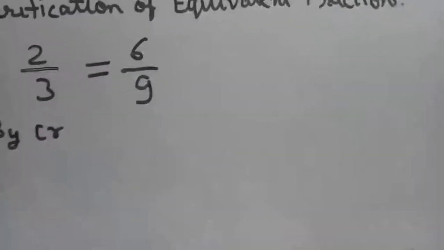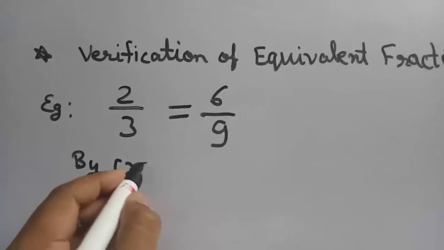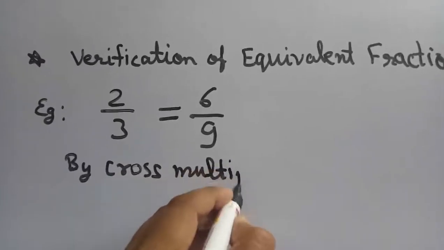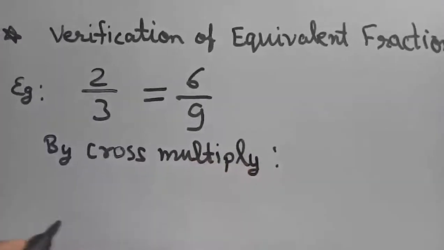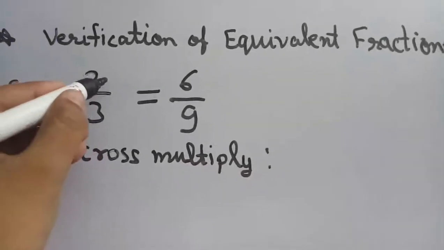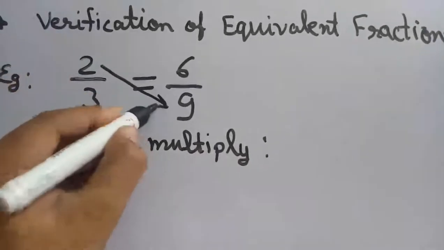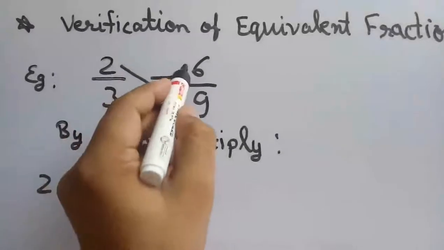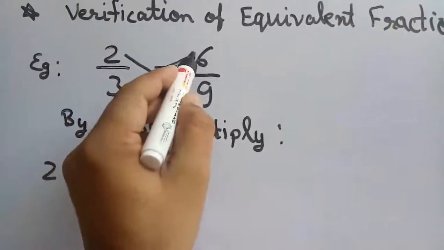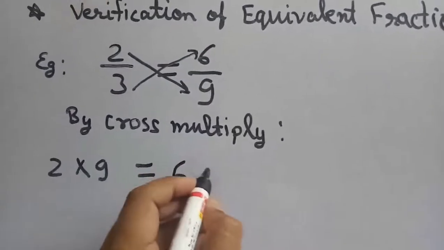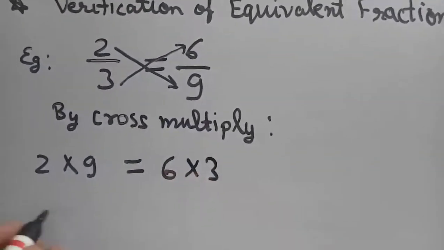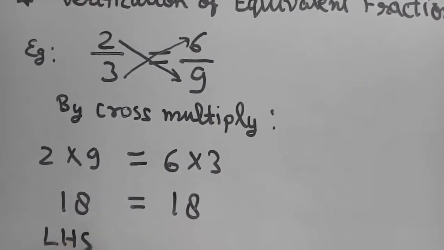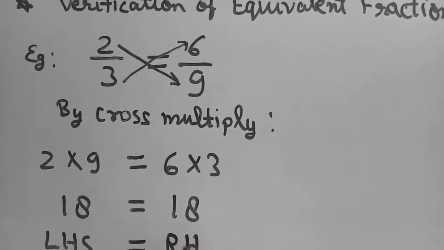By cross multiplication. Cross multiply means numerator is multiplied with denominator. 2 multiply 9. Put the equal sign, and here this numerator is multiplied with denominator, 6 into 3. 2 9s are 18 and 6 3s are 18. Left hand side is equal to right hand side.